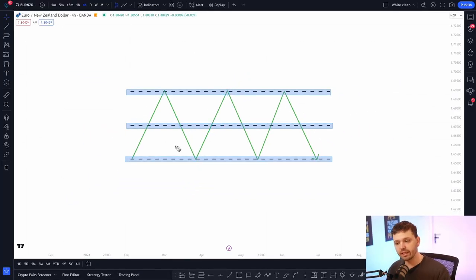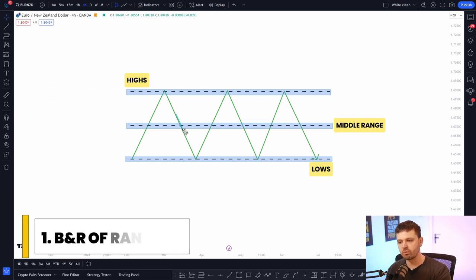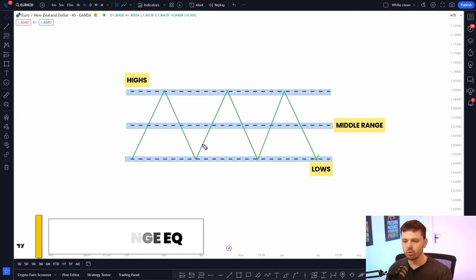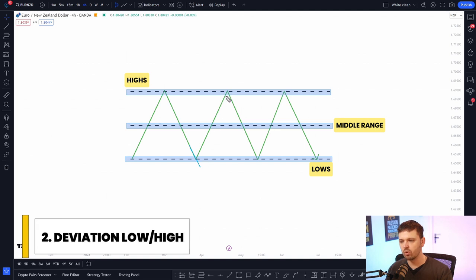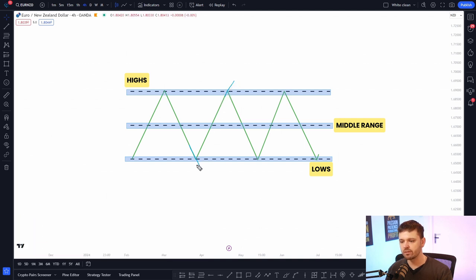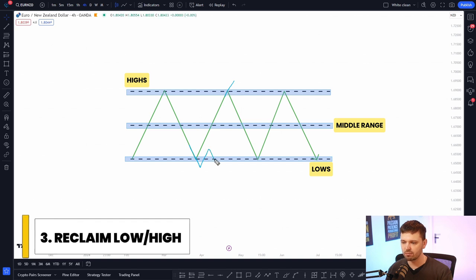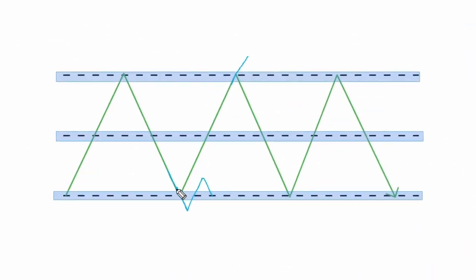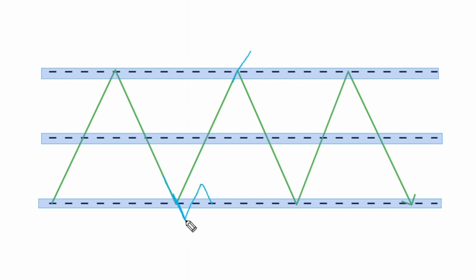So when I play ranges using the break and retest, I have three types of trade setups. Either a break and retest of the range EQ, or I look for a deviation below the range low or above the range high. And then I look for a reclaim of the range lows, and that's going to be my break and retest. So first a move down, and then when it starts reclaiming the range lows, it's a break and retest, and I trade from that.